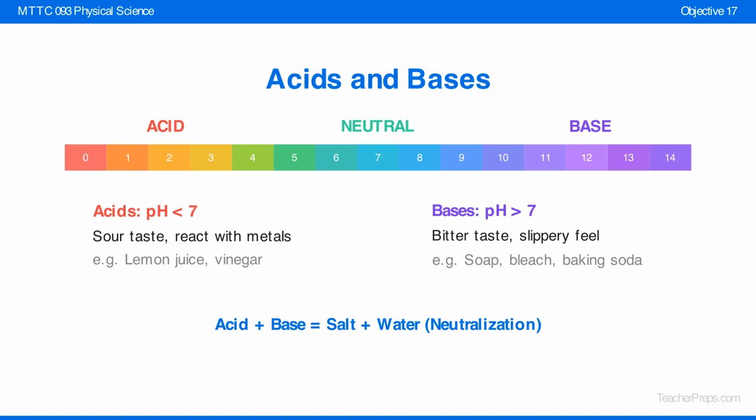When an acid and a base react, they neutralize each other. Acid plus base yields a salt plus water. For example, hydrochloric acid plus sodium hydroxide yields sodium chloride, which is table salt, plus water.